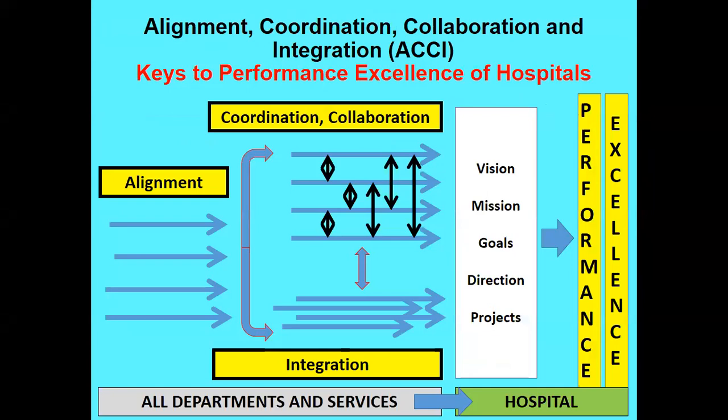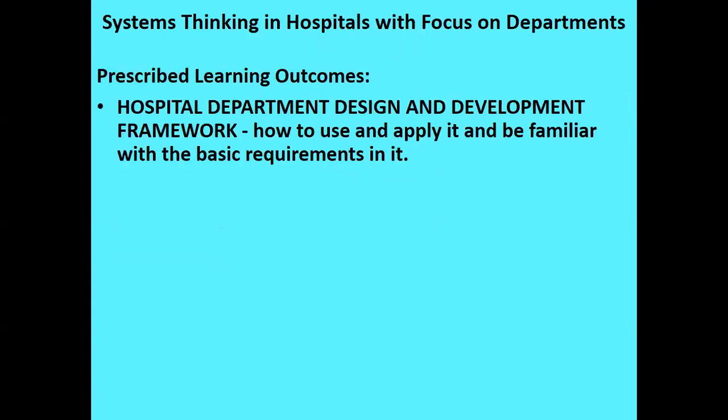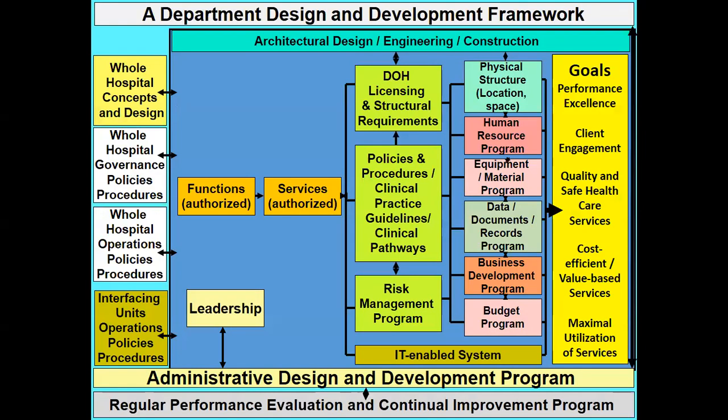Also remember the slide that illustrates the importance of alignment, collaboration, coordination, and integration of all the departments and services to effectively and efficiently achieve performance excellence of a hospital. As to the third objective, just remember this particular framework. It is generic. It is applicable to all the departments in the hospital. It is comprehensive. It facilitates planning, learning, and governance of the department. You just have to put in the details in each box and compile them into an operations manual for the department.